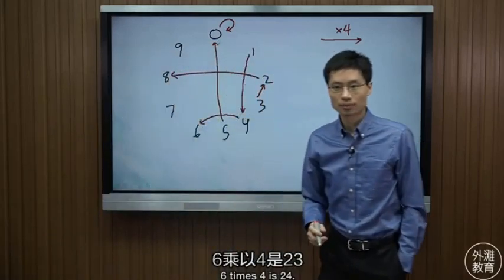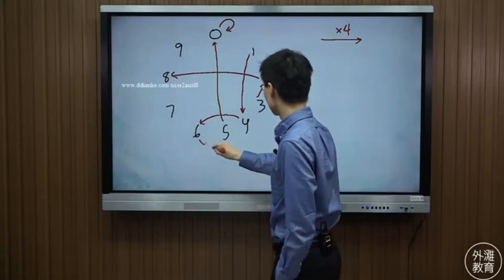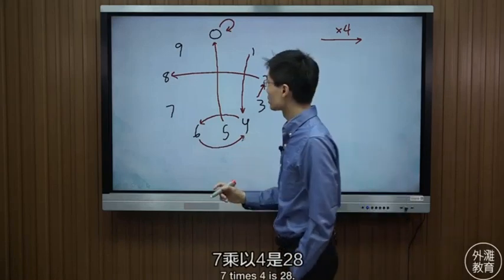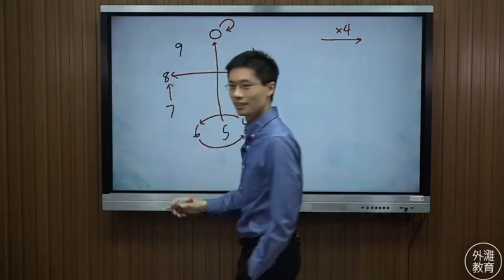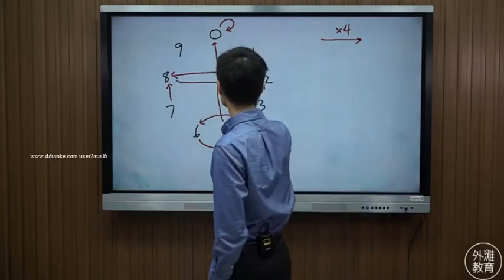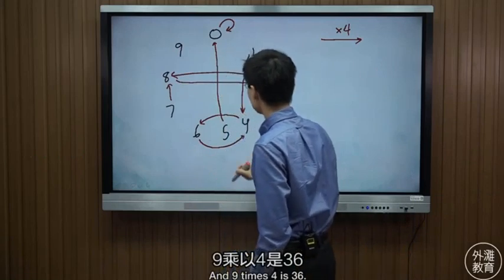6 times 4 is 24. 7 times 4 is 28. 8 times 4 is 32. And 9 times 4 is 36.